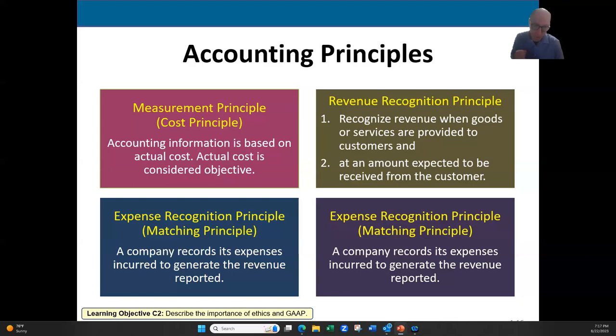So the full disclosure principle tells us that we report our income statement, balance sheet, statement of cash flows, statement of retained earnings, to both internal and external users. Yep. Well done.